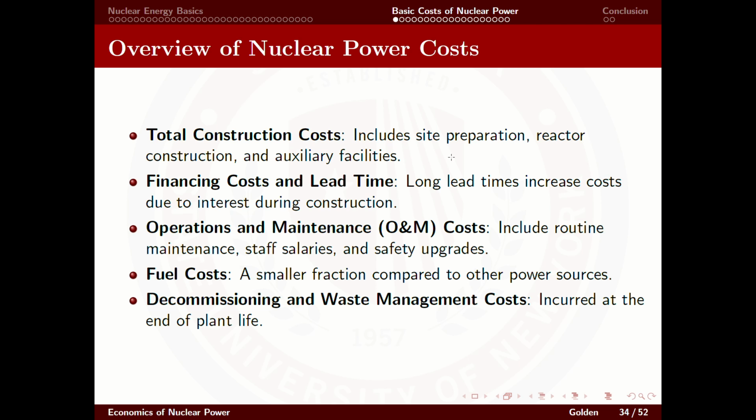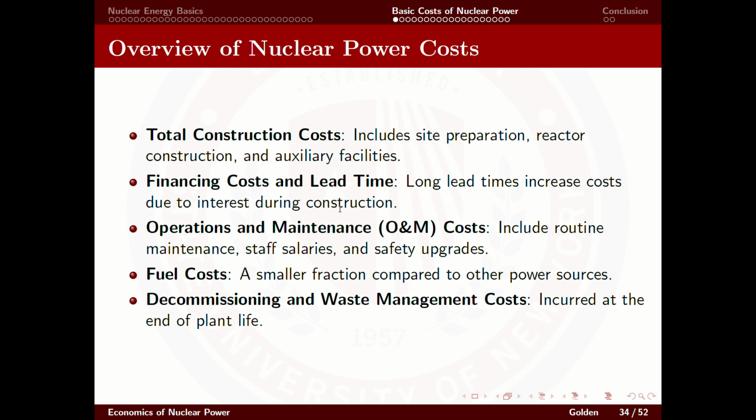Today we're going to finish up our look at the economics of nuclear power with a look at the basic costs of nuclear power. So the costs you learn about when you think about nuclear power costs, first off you learn about total construction costs: site preparation, reactor construction, auxiliary facilities. Then you look at financing costs and lead time. Long lead times increase costs due to interest during construction and the cost of interest rates as interest rates rise.